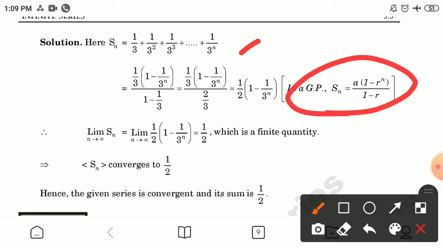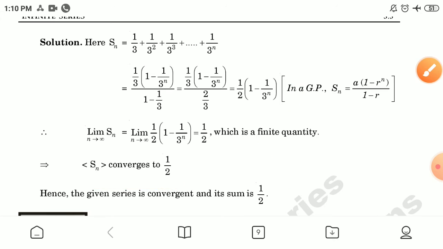Here the common ratio is 1 by 3 and the number of terms is n, so the value becomes 1 by 2 into 1 minus 1 by 3 raised to power n. Now apply the limit on Sn when n tends to infinity. The value will be equal to 1 by 2, which is a finite quantity. Therefore this implies Sn converges to 1 by 2. Hence the given series is convergent and its sum is 1 by 2.